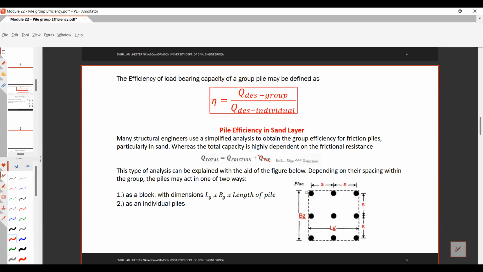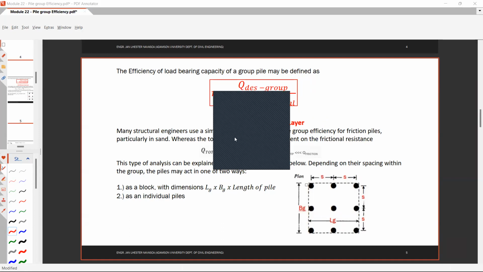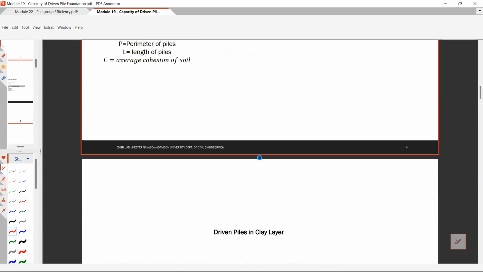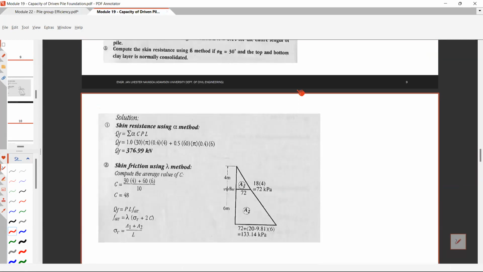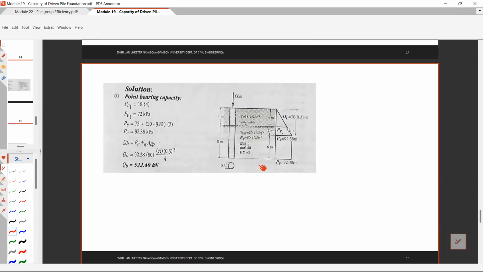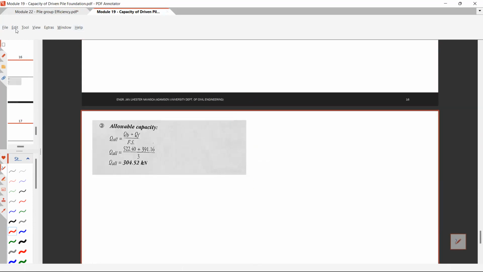Okay, maybe open tayo ng capacity of driven pile foundations. Okay, let us double check. So let's have capacity of piles in the sand layer. Okay, wala dito.